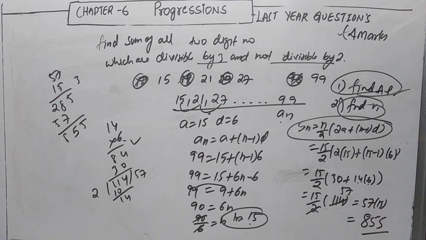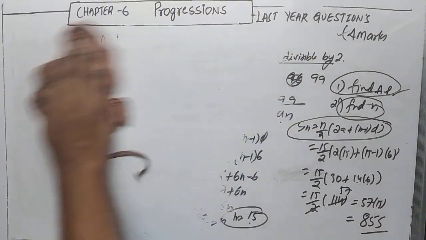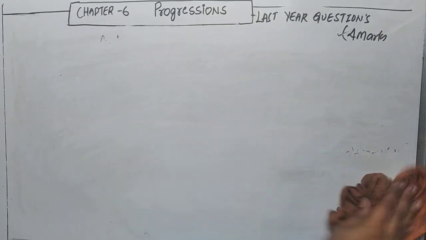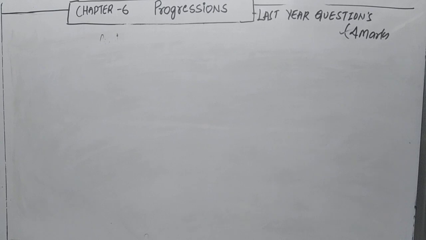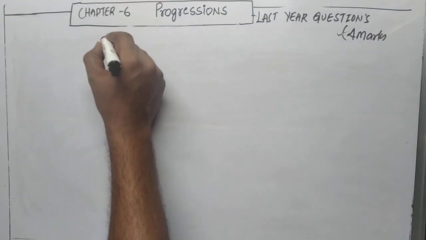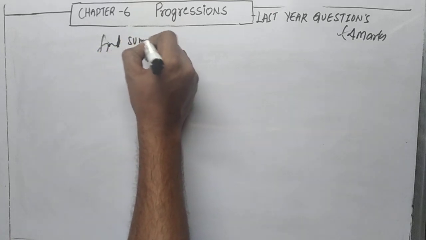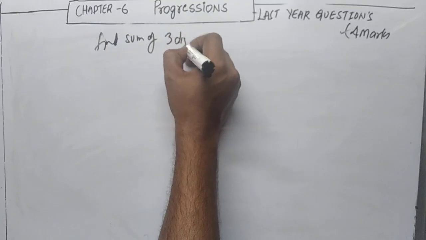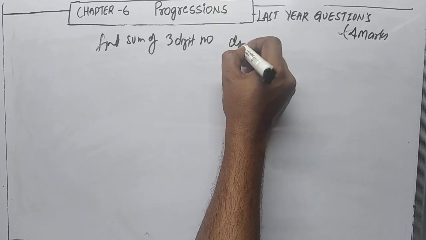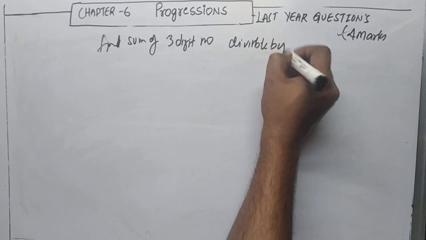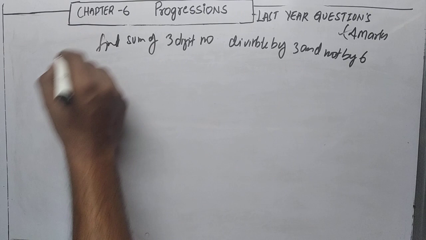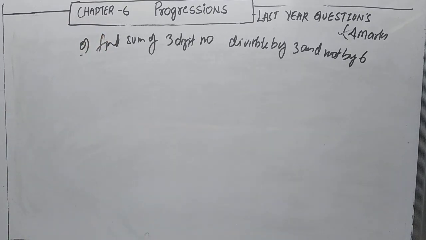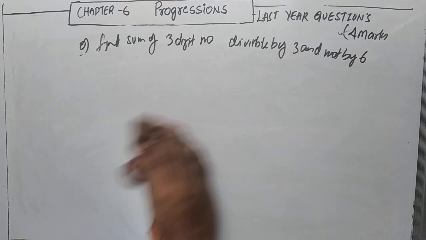Okay, in the similar way, I am just giving some questions, you just try. These questions you may get in the exam. So you have to find the sum of 3-digit numbers divisible by 3 and not by 6. Okay, you try this question. This is very important. You try this. Next I will tell you one more question, the last question.